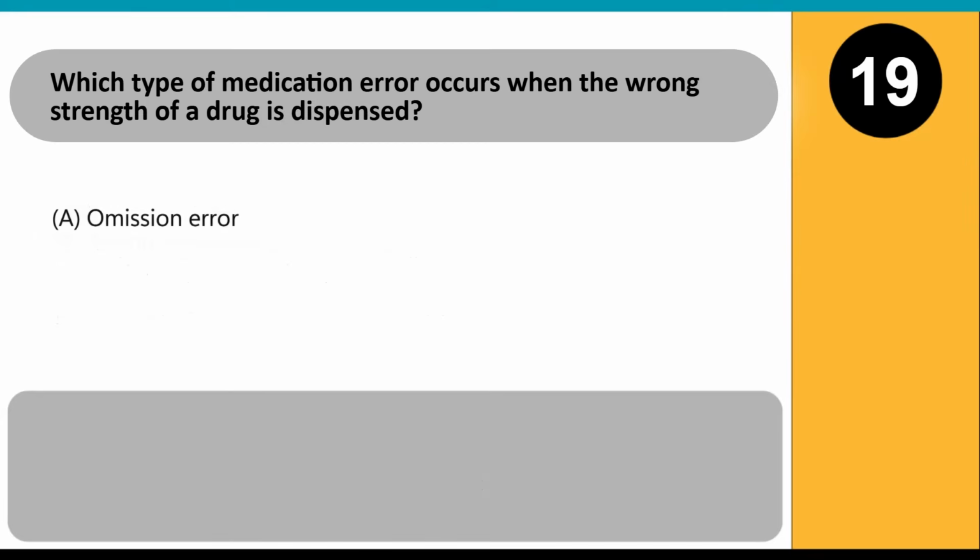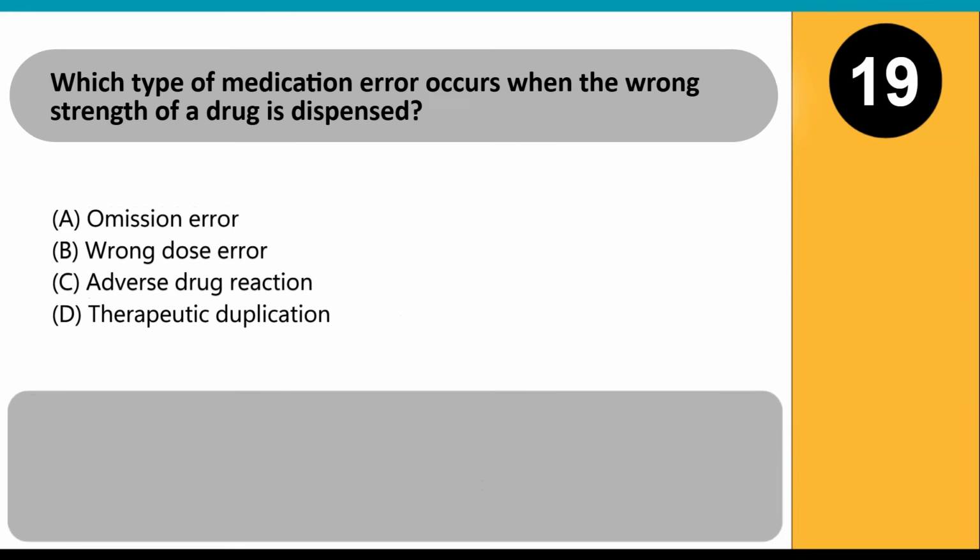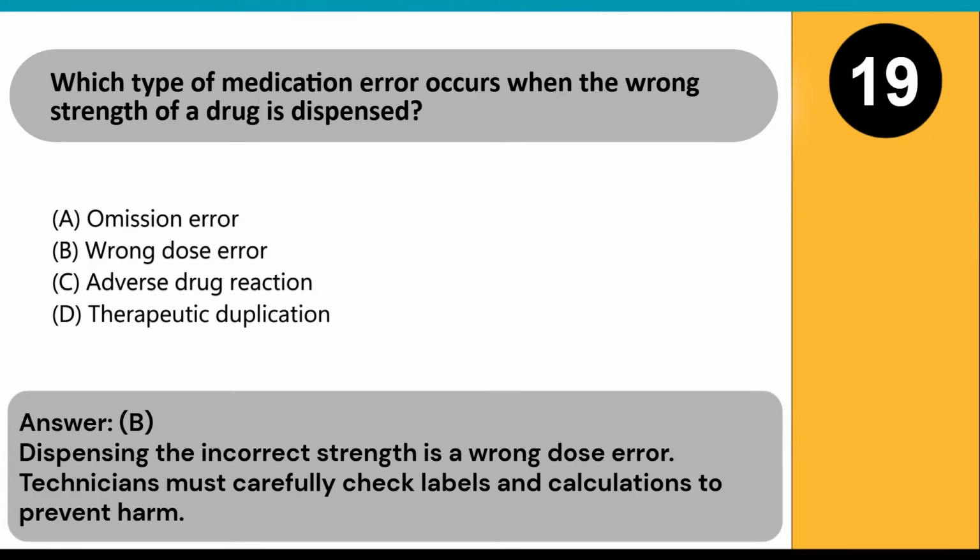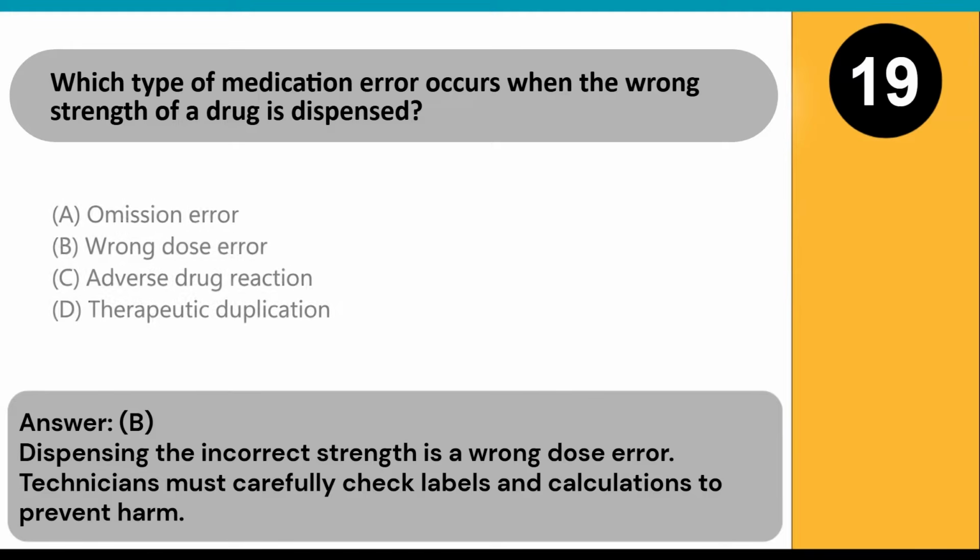Which type of medication error occurs when the wrong strength of a drug is dispensed? A. Omission error. B. Wrong dose error. C. Adverse drug reaction. D. Therapeutic duplication. Answer: B. Dispensing the incorrect strength is a wrong dose error. Technicians must carefully check labels and calculations to prevent harm.